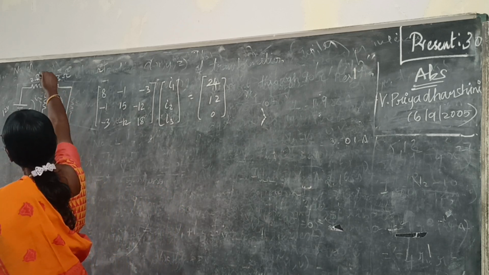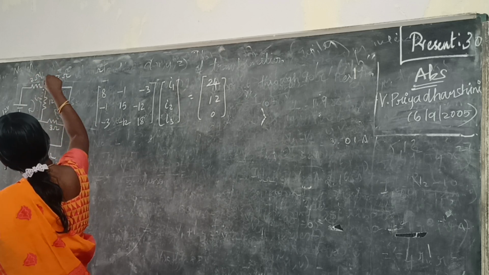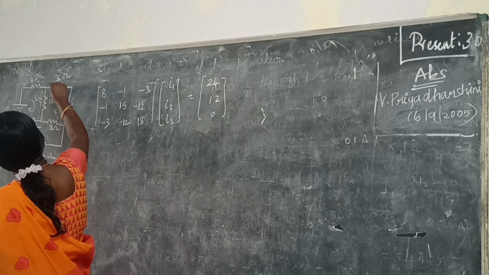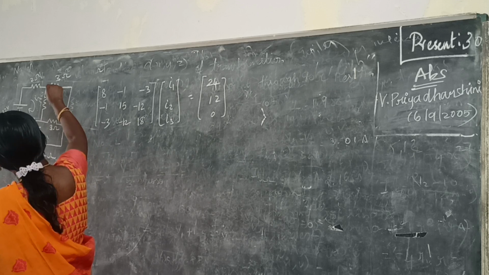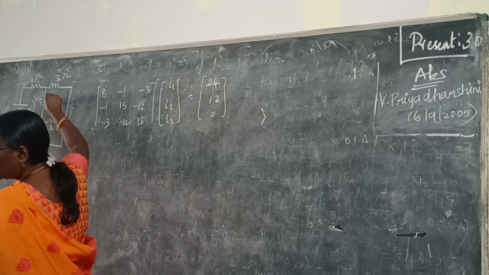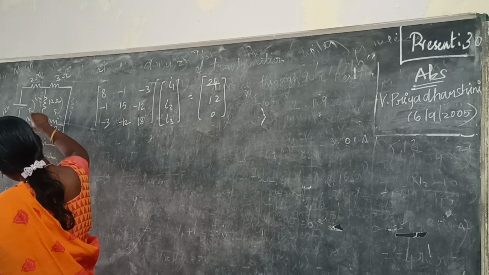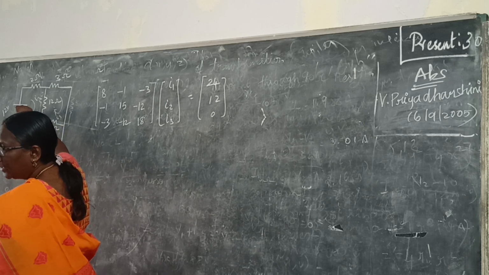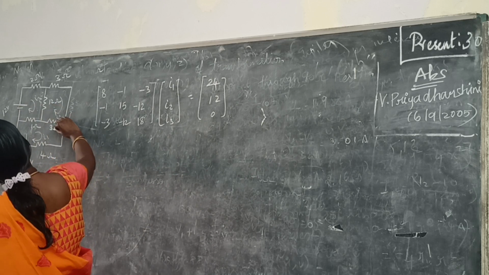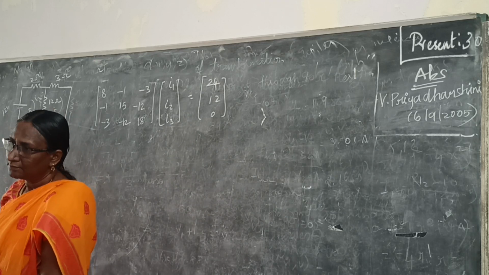The current through the 2 ohm resistor is I2. Current through the 3 ohm resistor is I3. Current through the 4 ohm resistor is I1. Current through the 12 ohm resistor is I2 minus I3. Current through the 1 ohm resistor is I1 minus I2. Okay, the current flow is clear. Current through the 3 ohm resistor is I1 minus I3. Solve the problem.